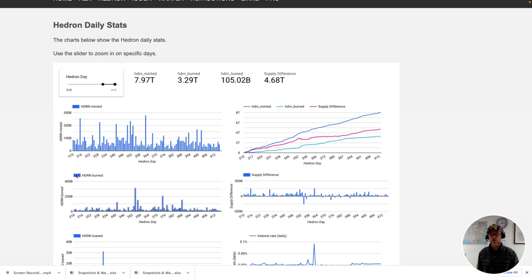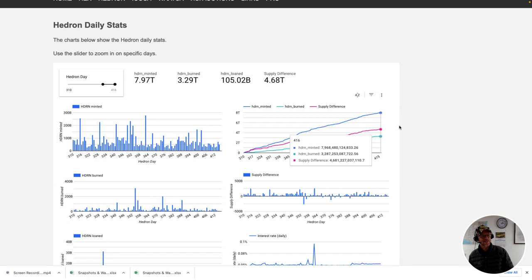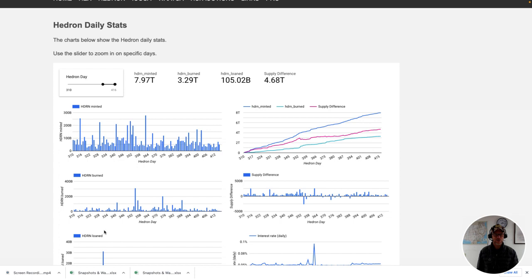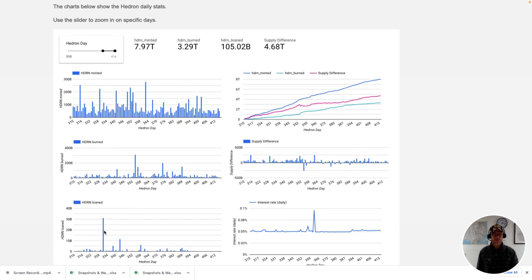So what we have here is the Hedron days and the Hedron that's minted on these particular days. And we have supply differences. The green is Hedron burned, and we'd love to see that going up, don't we? And the Hedron mint, and then the difference between the two. One day, we will be burning more than we're minting. Because I think a few months ago, the supply was 112 trillion, now it's 117 trillion. That will come to an end.